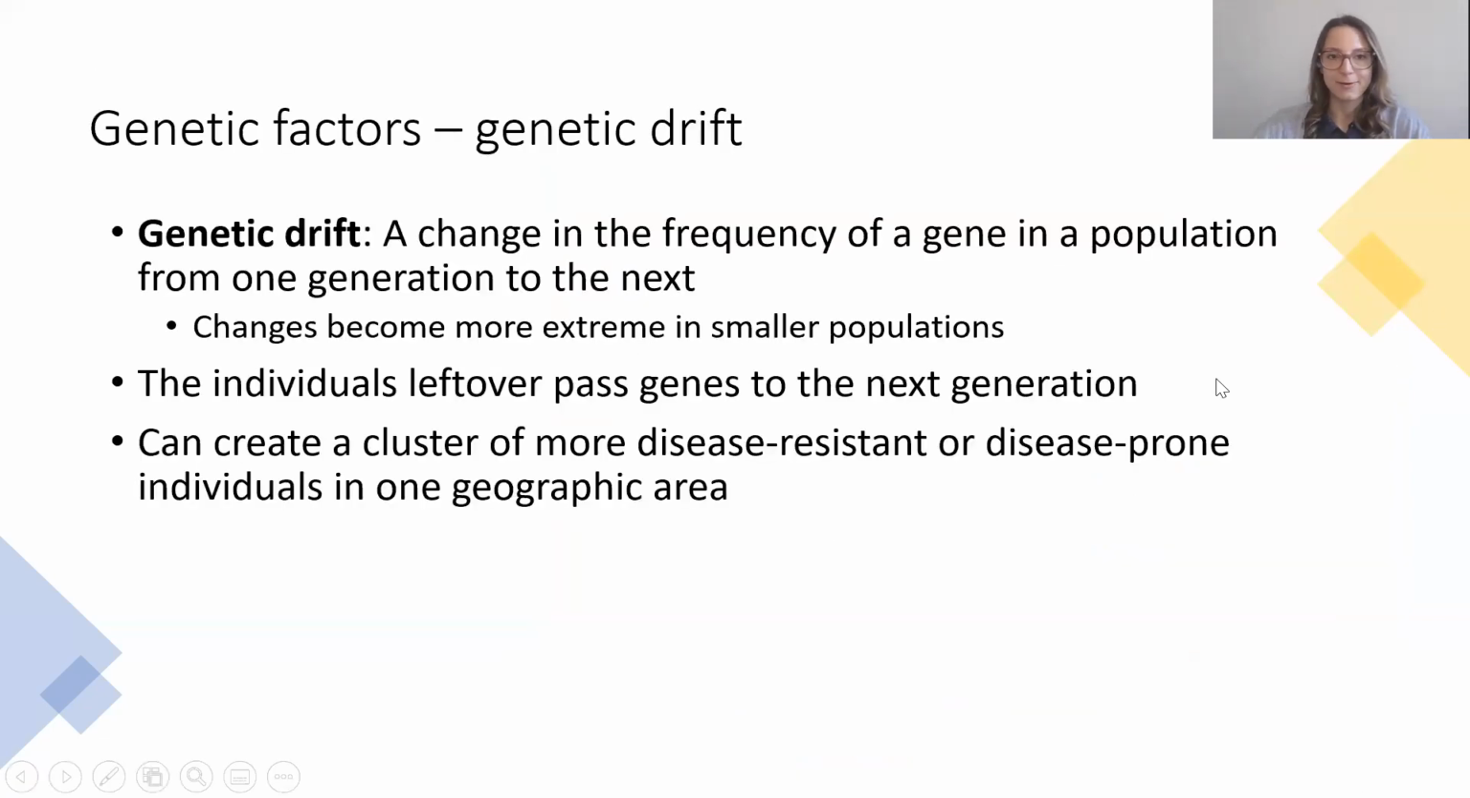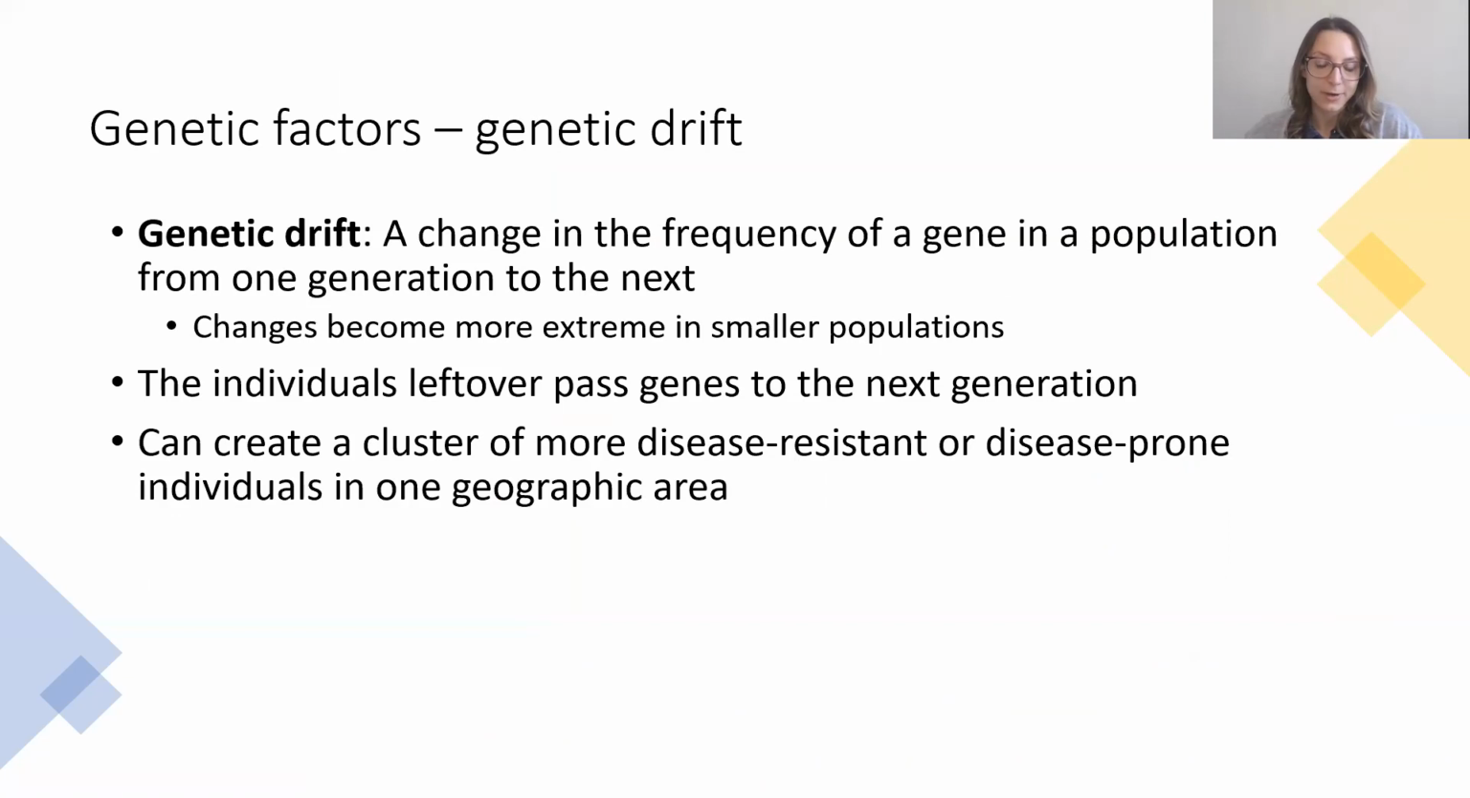So one of these factors is genetic. I want to introduce this concept of genetic drift, which is a change in the frequency of a gene in a population from one generation to the next. And these changes in the gene frequency can become really extreme the smaller the population is. So this change can be due to something like chance, right? It could just happen naturally.